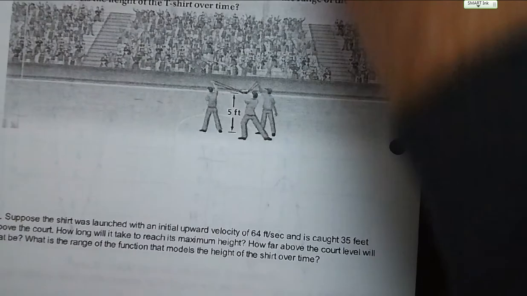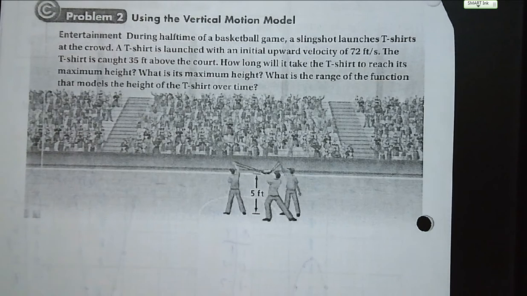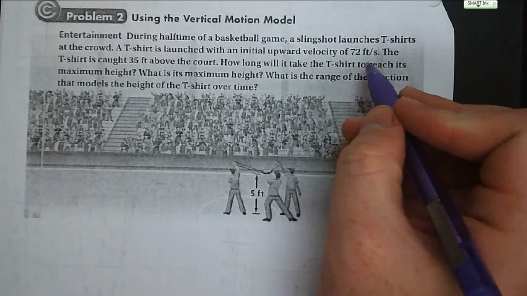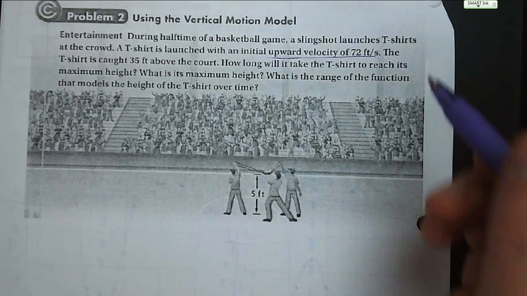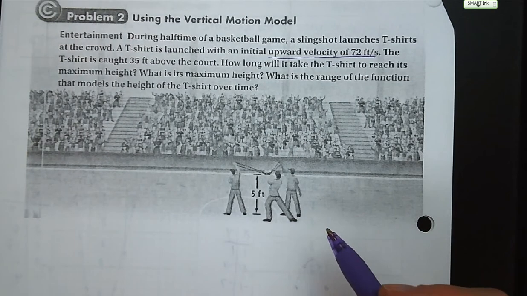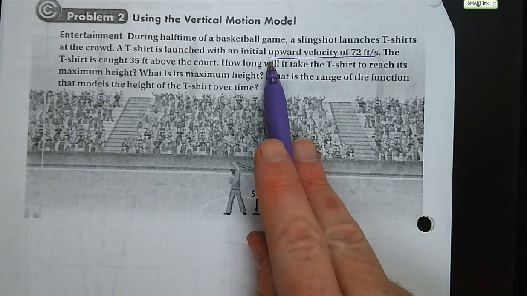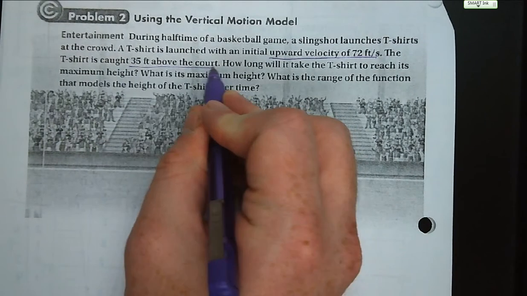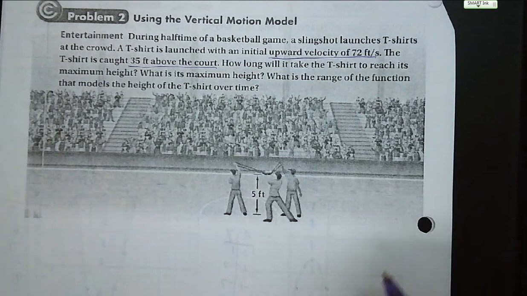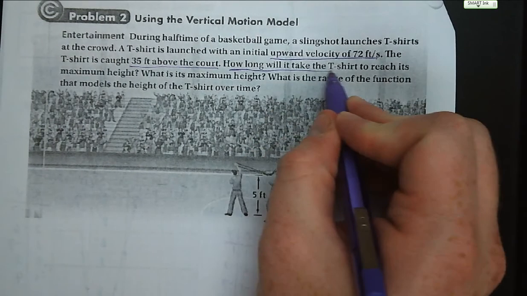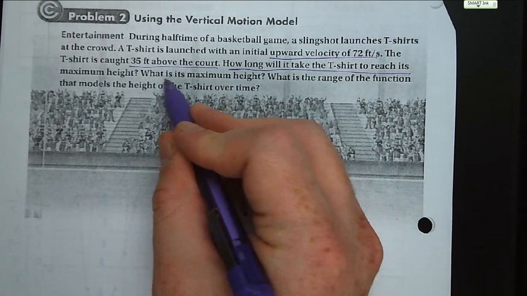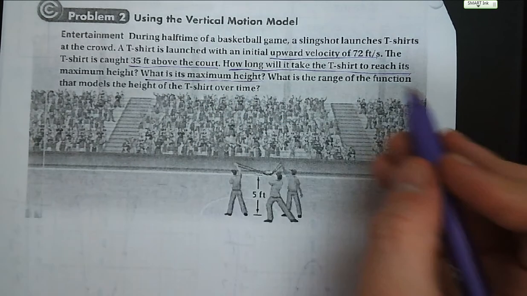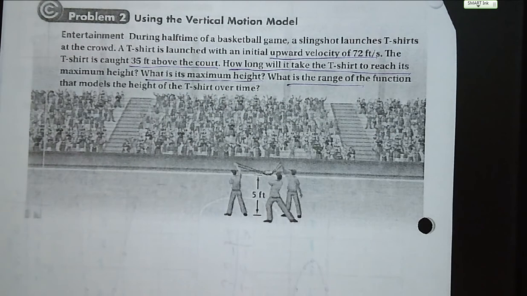on our problem. We've got a t-shirt being launched at a basketball game with a slingshot into the crowd because, you know, just throwing it in isn't exciting enough. It has an upward velocity of 72 feet per second. The t-shirt is caught 35 feet above the court. We want to know how long it will take to reach its max, what the max height is, and what the range is. So we've got 3 questions to answer.